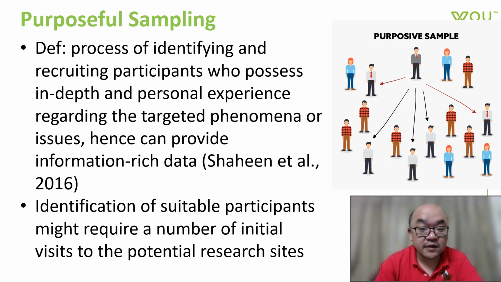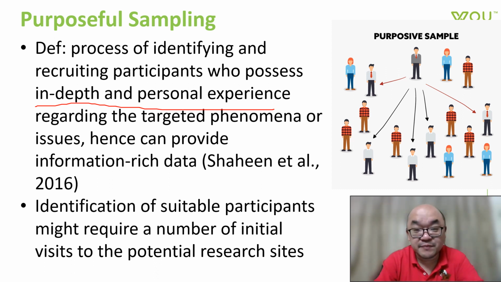Okay, and the second type of sampling is called purposeful sampling. So you have to differentiate this from convenient sampling, etc. Convenient sampling is just a type of purposeful sampling. So purposeful sampling, or called purposive sampling, is the process of identifying and recruiting participants who possess in-depth and personal experience regarding the target phenomena or issues that you are studying at the time. So those who have in-depth and personal experience are, again, basically the good informants that we talked about previously.